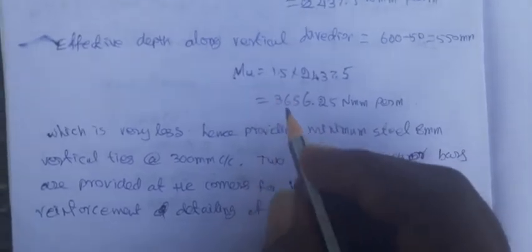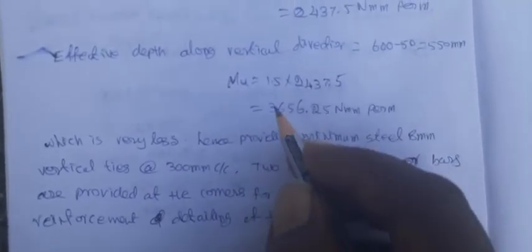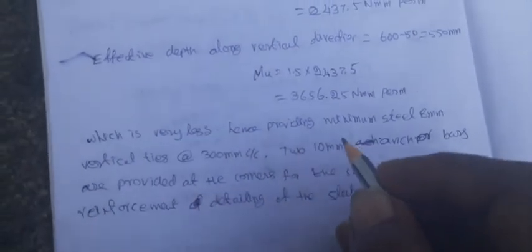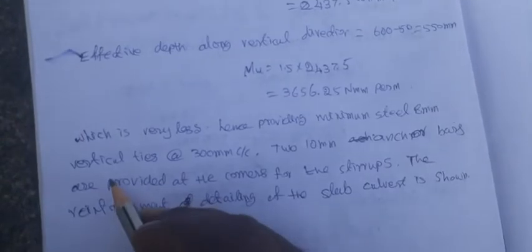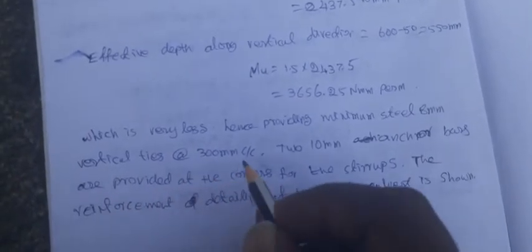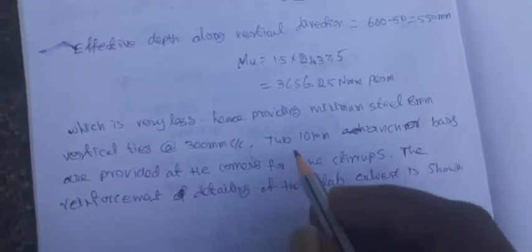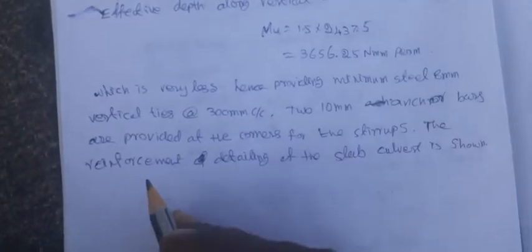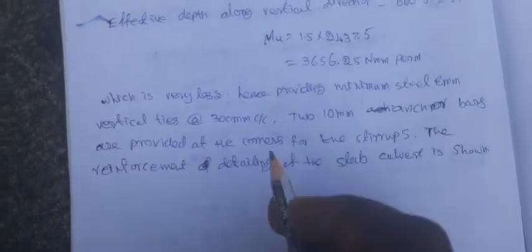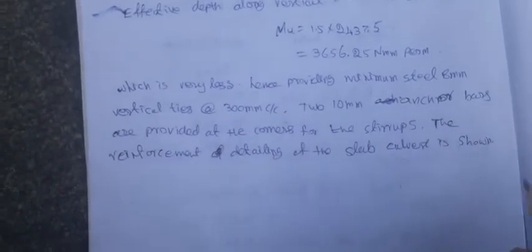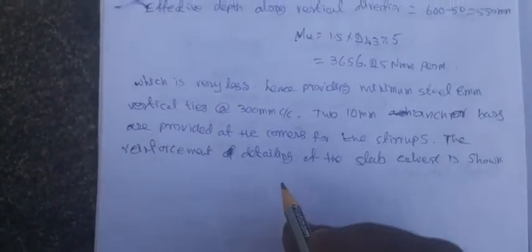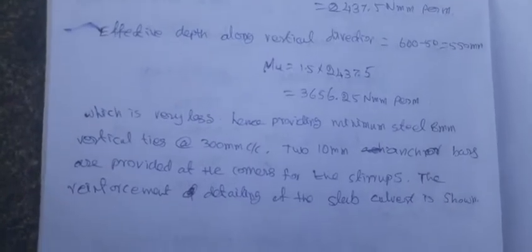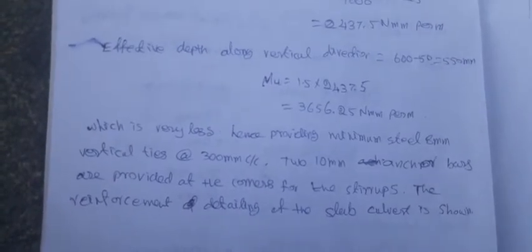So considering this value is very small, which is very less, hence we are providing minimum steel of 8 mm vertical ties at 300 mm center to center, and 2 10 mm anchor bars. The 2 10 mm anchor bars are provided at the corners of the two stirrups. The reinforcement detailing of the slab will be here. Next page.